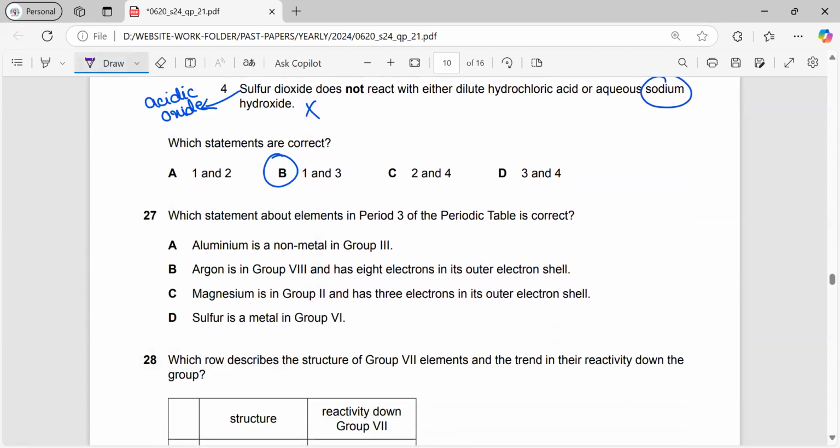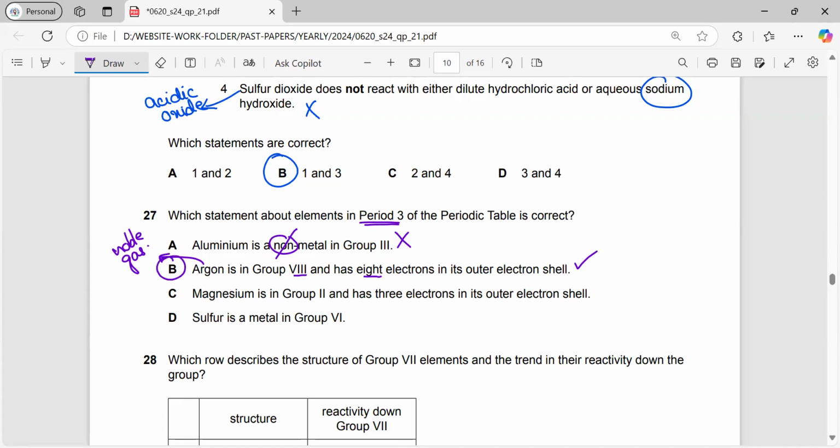Next question. Which statement about elements in period 3 of the periodic table is correct? Period 3 of the periodic table. Aluminium is a non-metal? No, aluminium is a metal. Argon is in group 8 and has 8 electrons in its outer shell. This is correct. Argon is a noble gas, and in its group, it has 8 electrons in the outer shell.